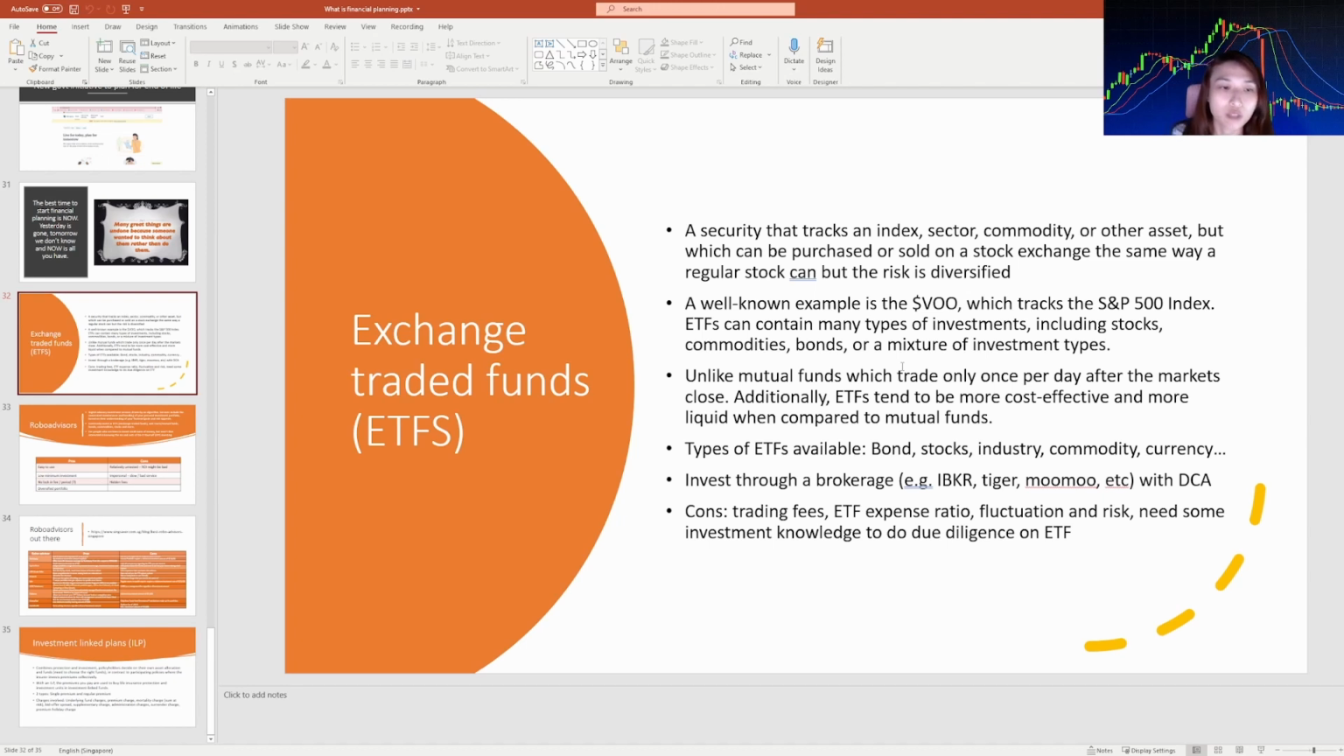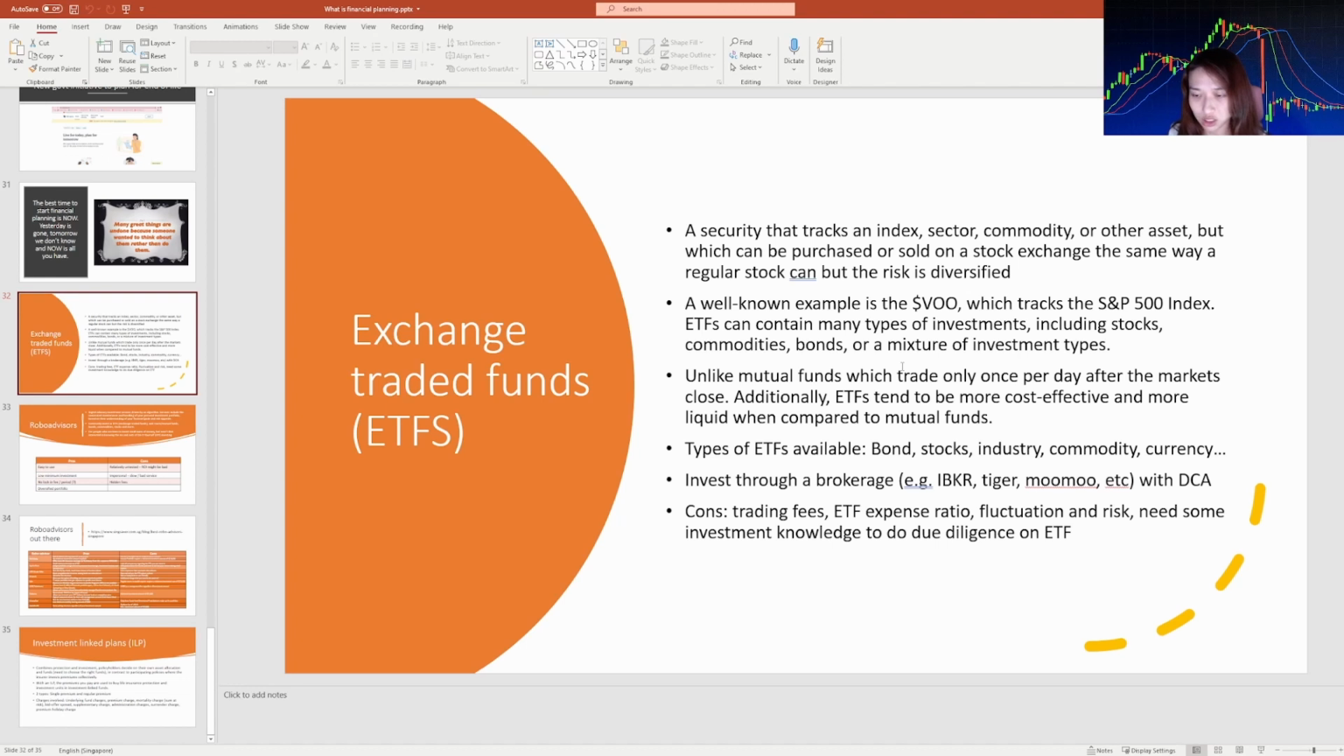So how can you invest in an ETF? You can invest through a brokerage. So what is a brokerage? You basically sign up for an app, either IBKR, Tiger, or Moomoo, and you can trade these exchange traded funds there. So how should you be trading? I mean, not really trading. How should you be investing in these ETFs?